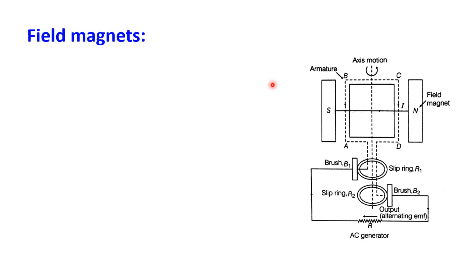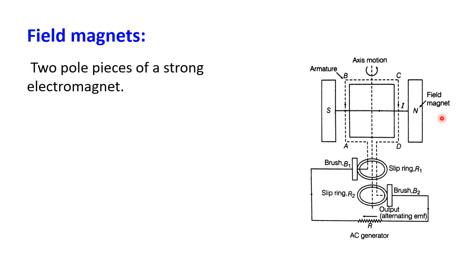Next, field magnets. You can see the north pole and south pole. The external magnetic field should be uniform, so whenever the coil is rotating continuously, the same amount of magnetic field should act. So there are two pole pieces of strong electromagnet. Generally we use magnets, or to get a strong magnetic field, we use electromagnets also. That depends upon the purpose.